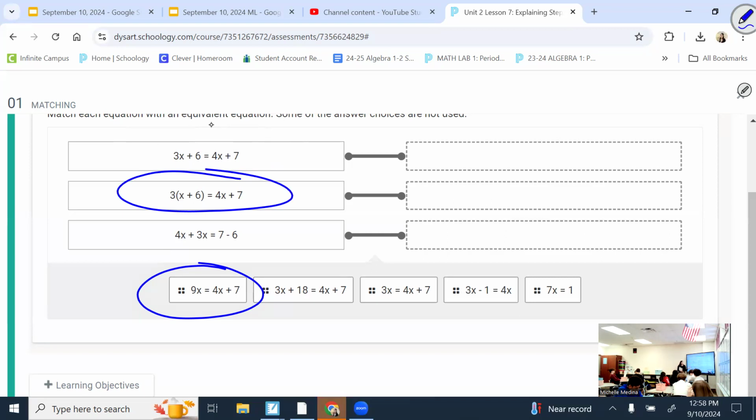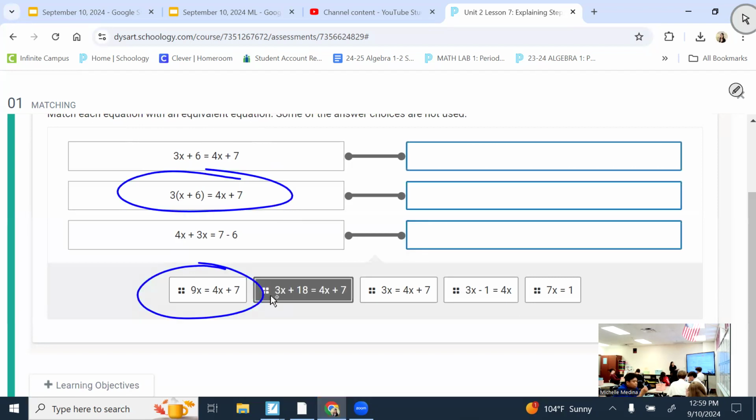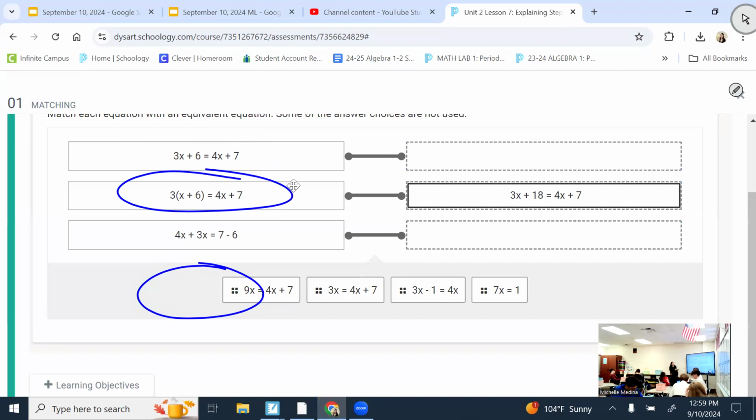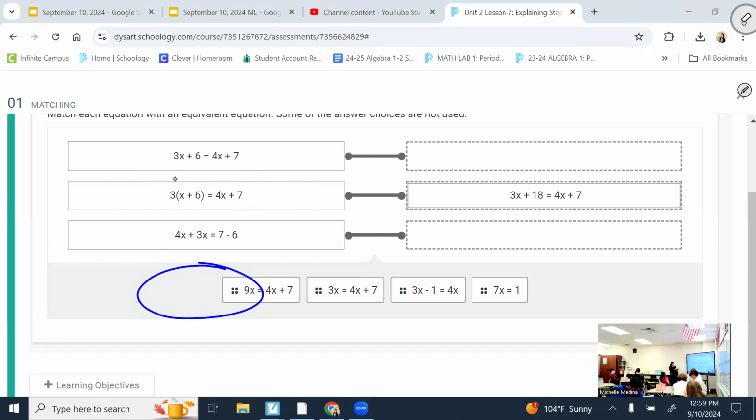What's the difference between this one and that one? So just the left side. Is there any math I could do to this left side that gives me 9x? No, because even if I were to distribute, it gives me 3x plus 18, not 9x. So that one doesn't match that one. What I did just say matches this one. So I'm gonna connect that one to this one. Right, because when I distribute, I get 3x plus 18, the right side stays the same. Let's see if it matches this one.